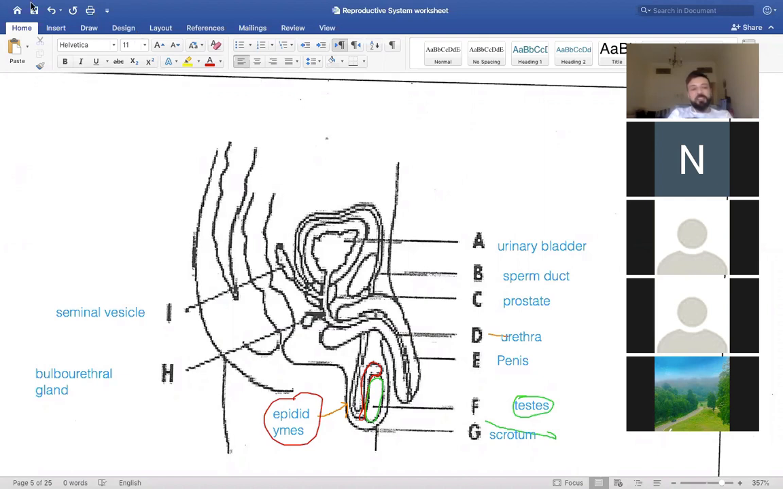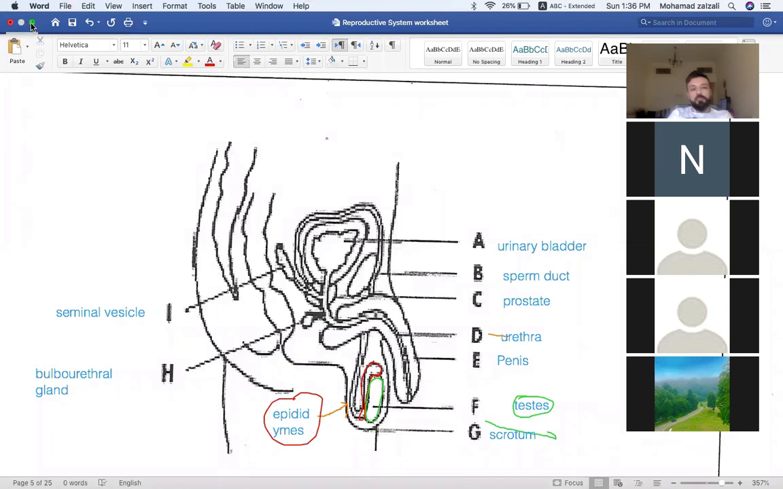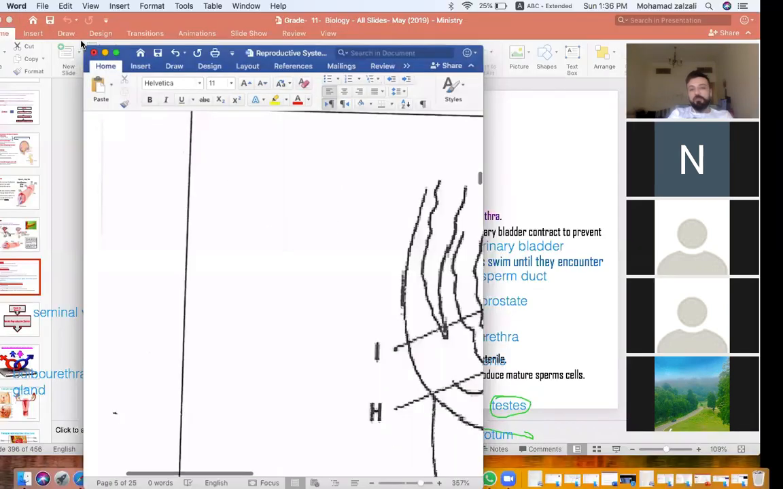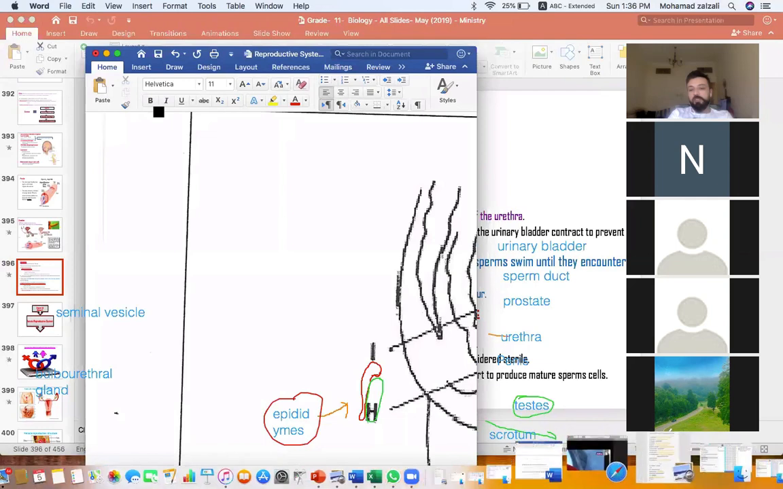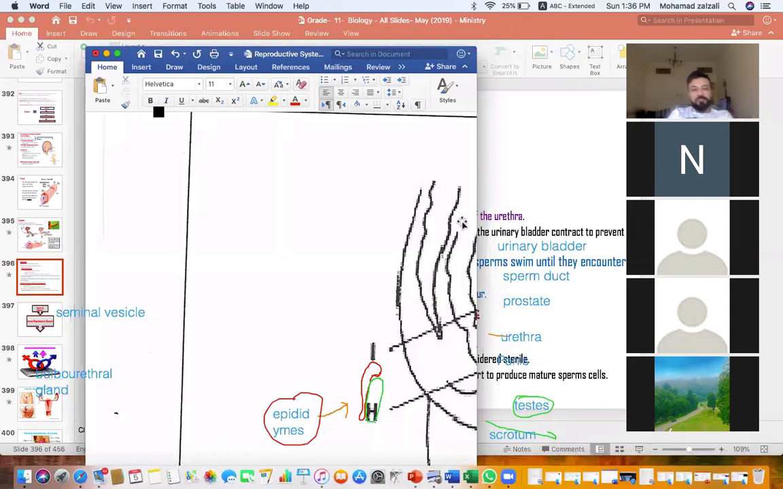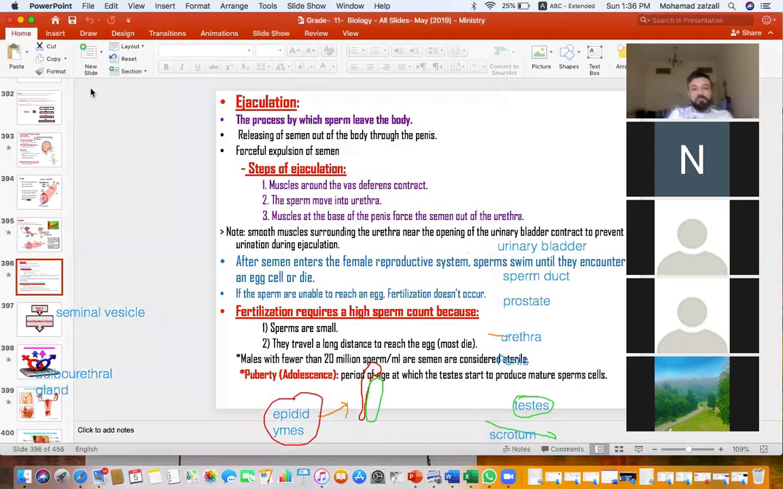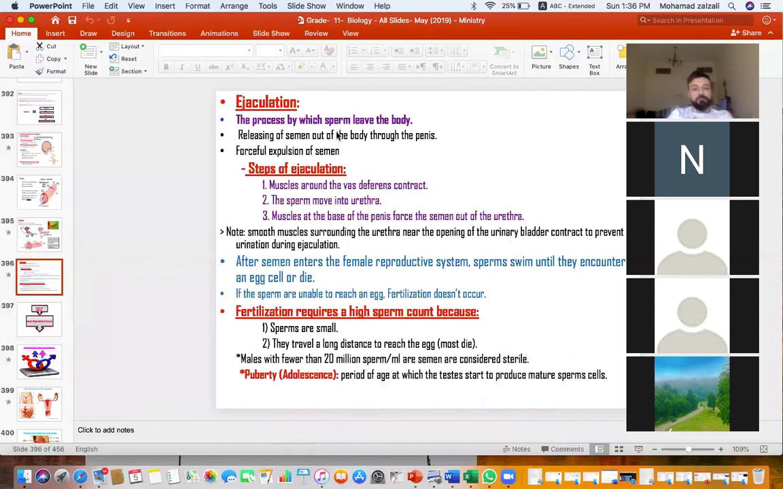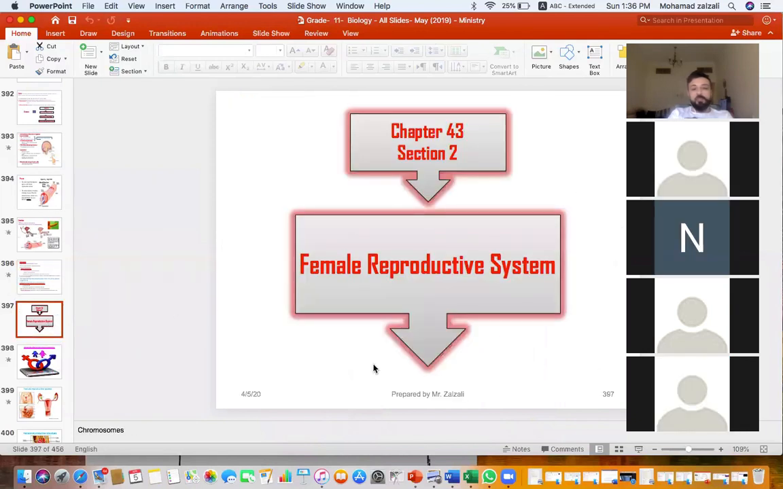Anyways, that's concerning the worksheet for the male reproductive system. I guess that we still have time to start with the female reproductive system. That's what we're waiting for. Right, so, female reproductive system. Let me clear everything.